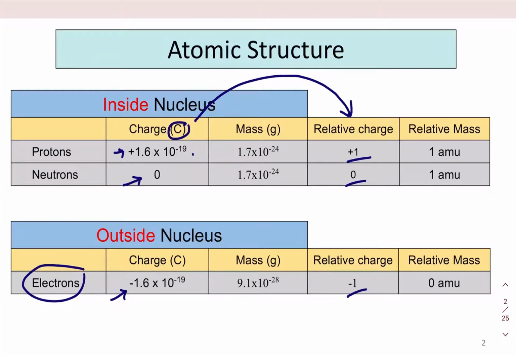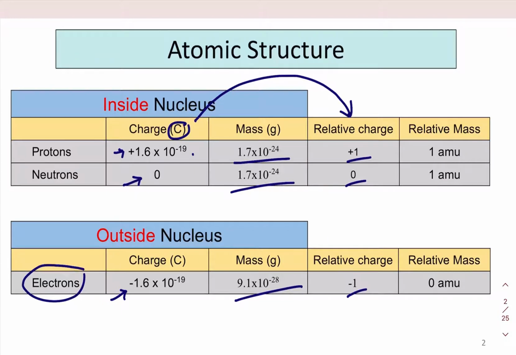Let's go to the mass here. Notice that a neutron and a proton have the same exact mass, okay? And an electron is much, much smaller. So that's almost 10,000 times smaller than, not 10,000, 2,000 times smaller than the protons and neutrons.